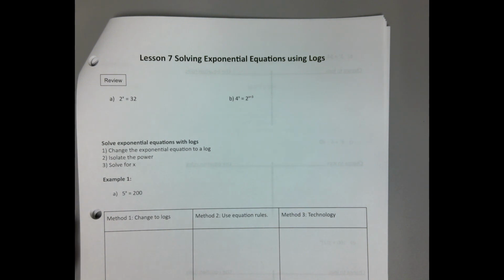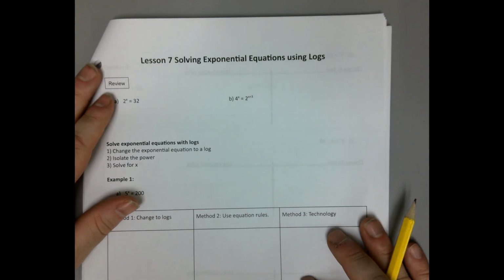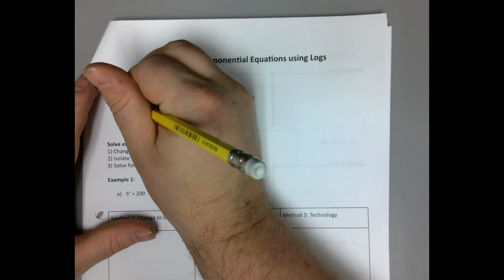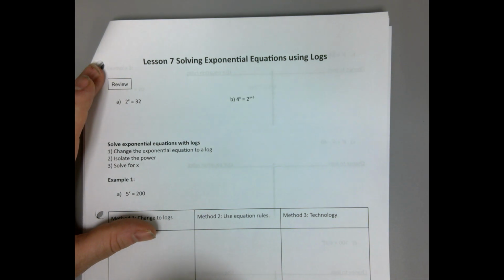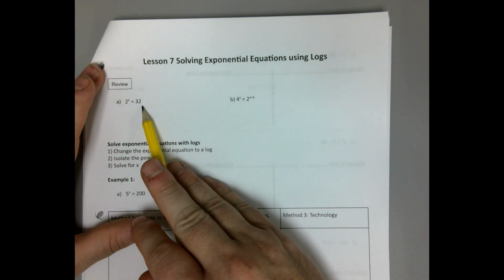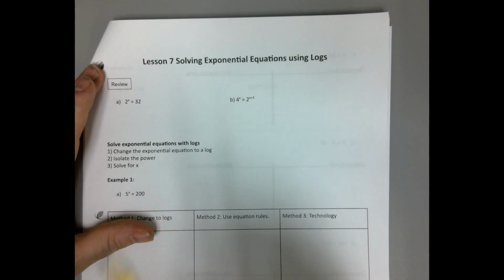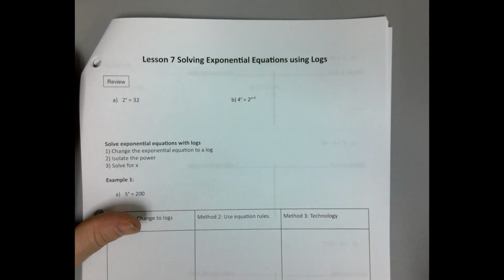The first little bit here is a review. This is what we've done before. We did this back in our exponential part of this unit, where we're able to solve for x by creating the same base on both sides. For example, here we have 2 to the power of x is equal to 32. I want to have 32 as a base of 2 as well. So we need to find that 2 to the power of something is going to equal 32.